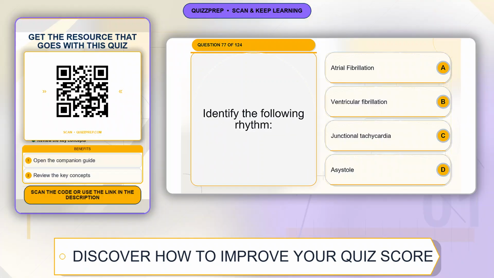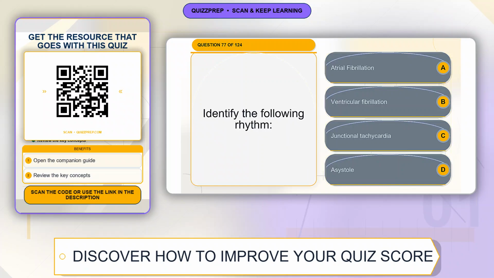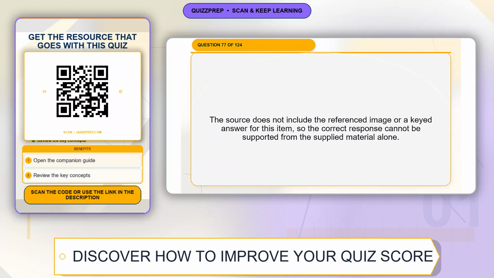Question 77. Identify the following rhythm. Option A, atrial fibrillation. Option B, ventricular fibrillation. Option C, junctional tachycardia. Option D, asystole. The correct answer is now shown. Explanation. The source does not include the referenced image or a keyed answer for this item, so the correct response cannot be supported from the supplied material alone.